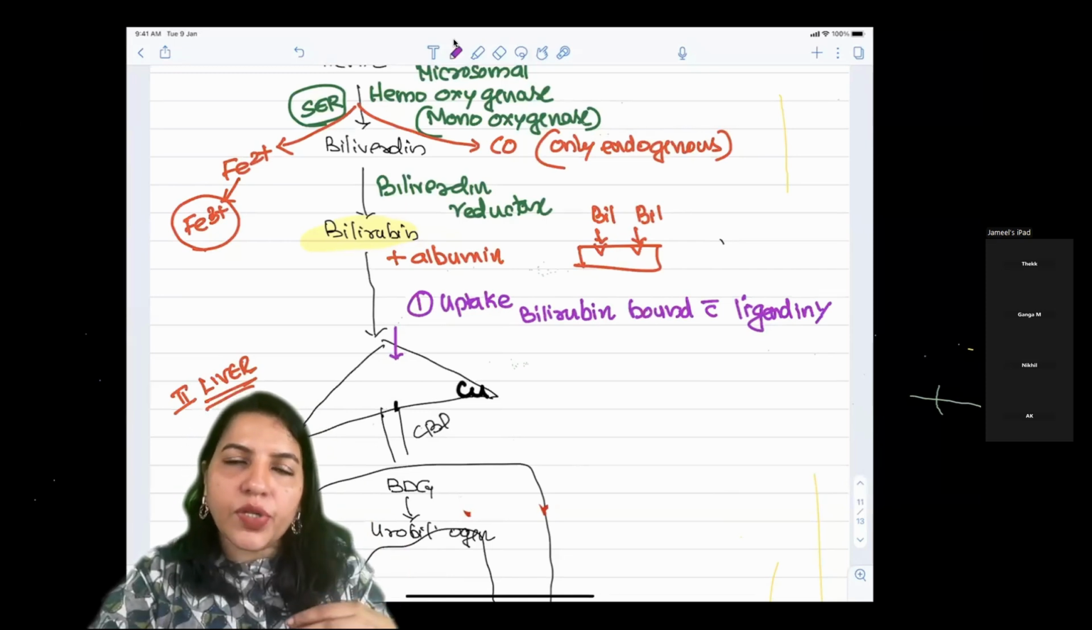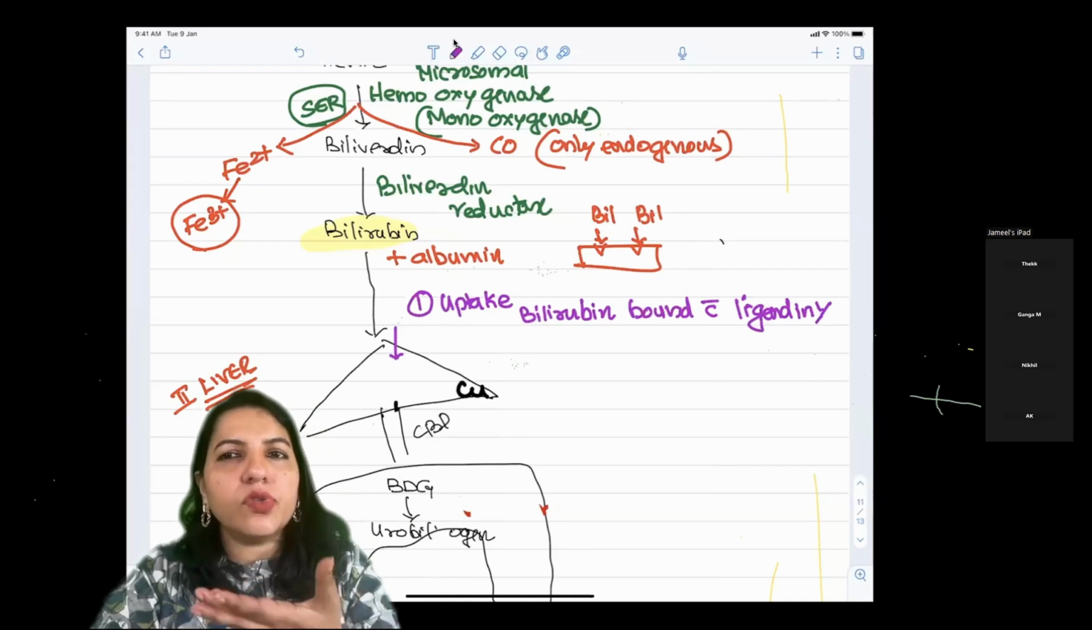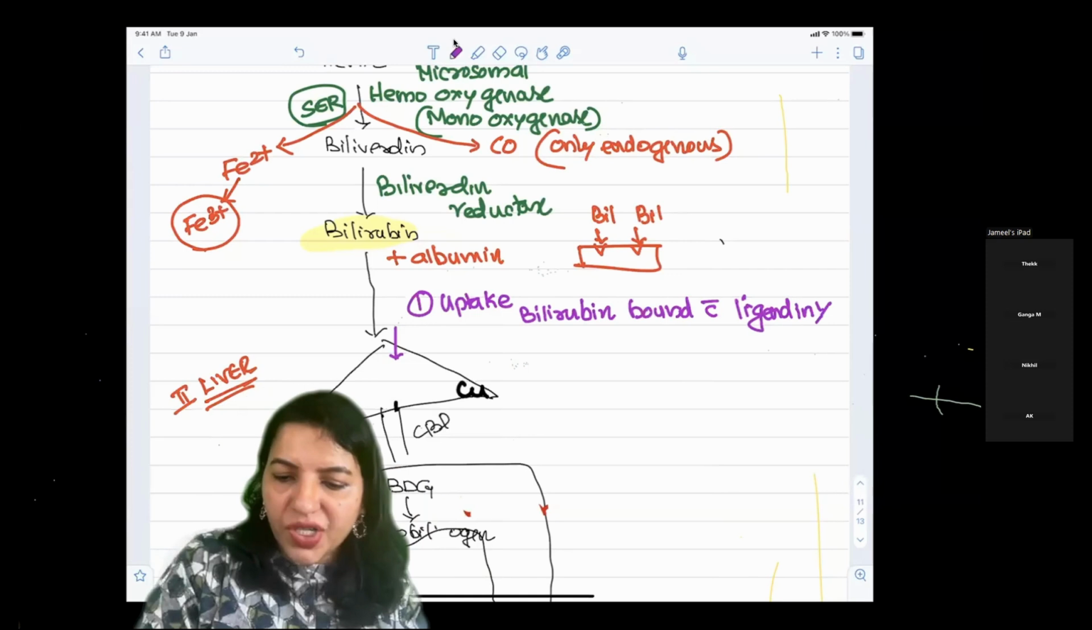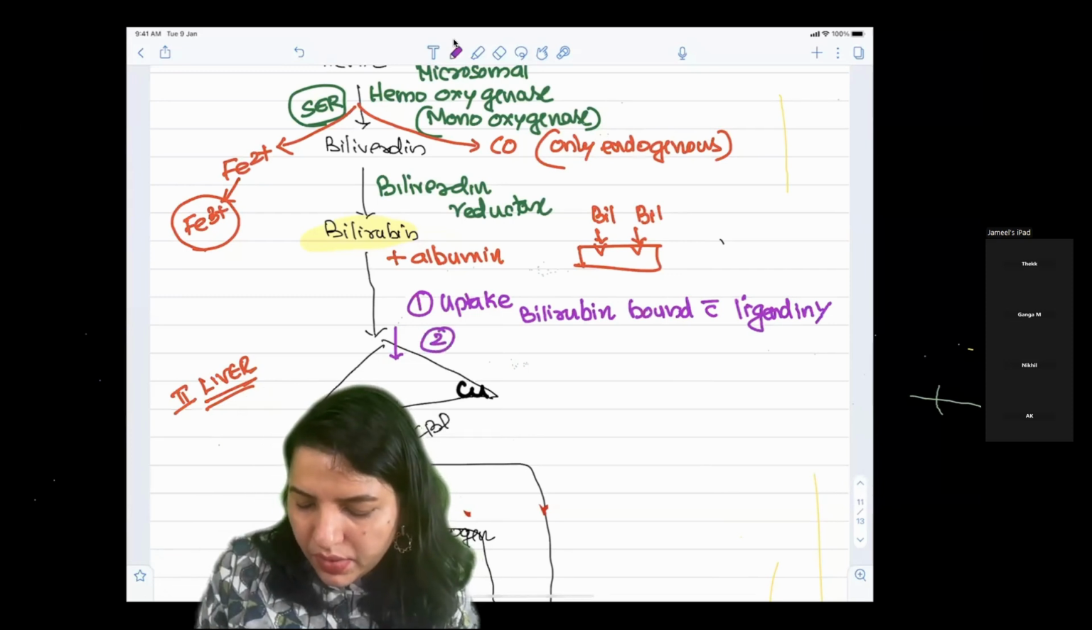Now in the liver, what happens? It is like some guest coming to a home. The next thing that we'll do is give some coffee or tea or at least some water to drink to the guest. Like that, this bilirubin is being conjugated. So the second step is conjugation.